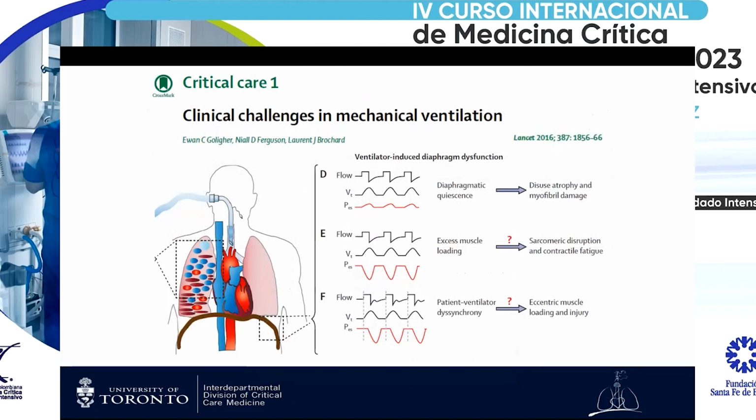And how does this happen? Three main mechanisms of myotrauma, we'll say. There's essentially diaphragmatic quiescence or inactivity of the diaphragm, leading to disuse atrophy. There's excessive muscle loading, where the diaphragm is working too hard and causing sarcomeric disruption and contractile fatigue. And there's also a potential mechanism through ventilator dyssynchrony, when the diaphragm is contracting at the same time that the ventilator is breathing out. And that's a so-called eccentric contraction, which can lead to muscle injury as well.